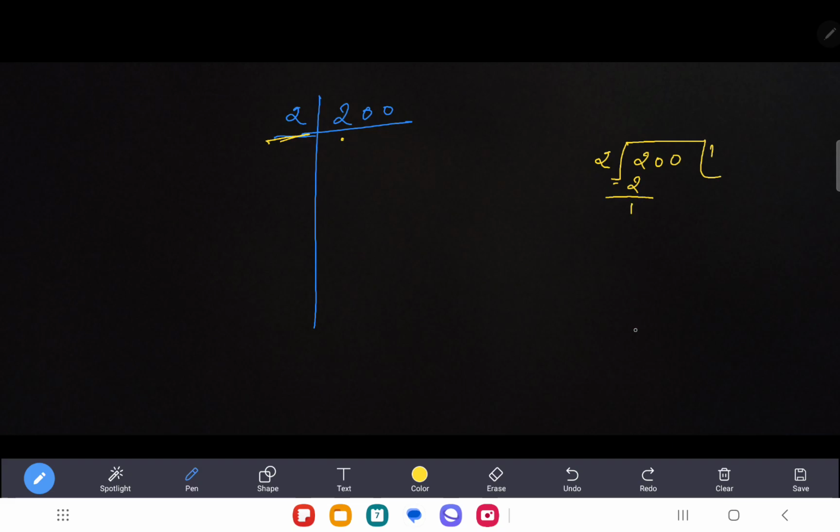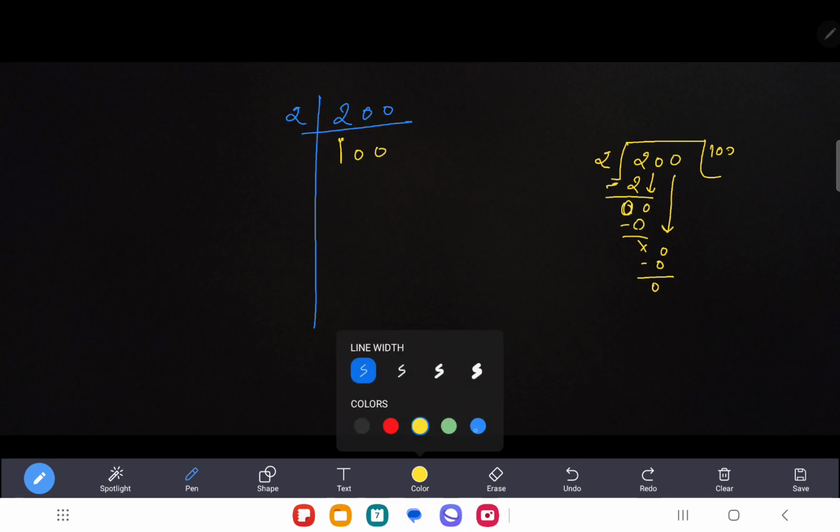You get 1. Bring down 0. 2 minus 2 is 0. You bring down 0, so 2 zeros are 0. And then again bring down 0, so 2 zeros are 0. Minus, 0. So 2 times 100 is 200. Are you understanding? Yeah.